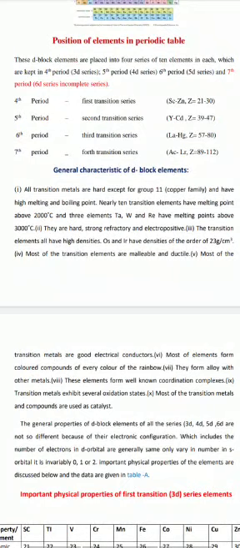Second, they are hard, strong, refractory, and electropositive. The transition elements all have high densities.